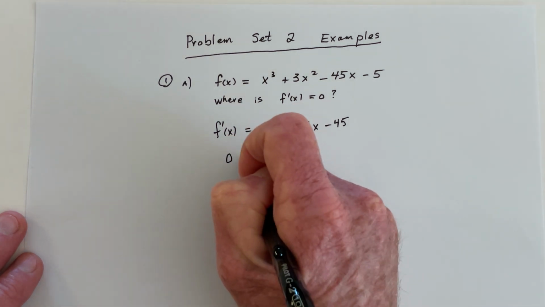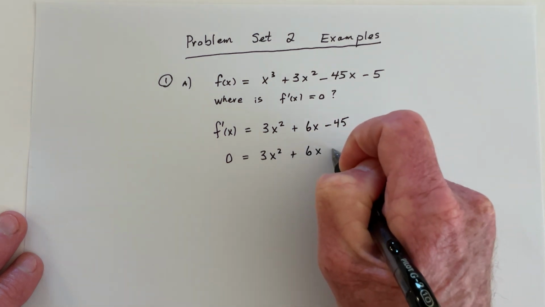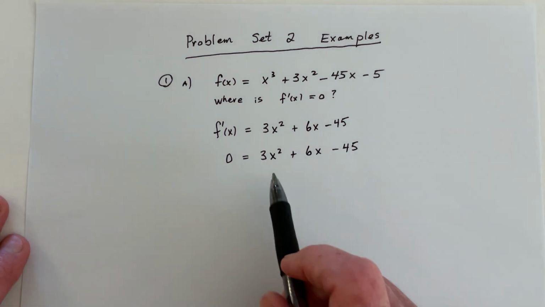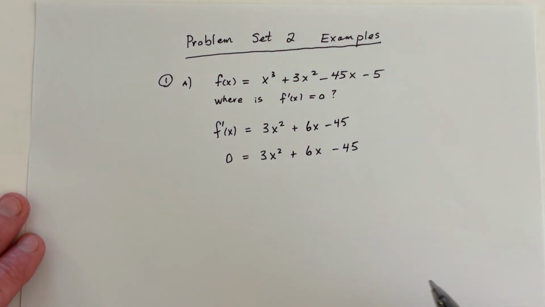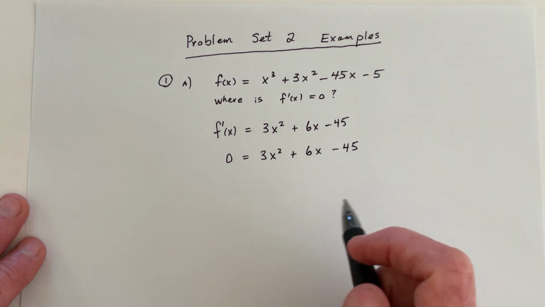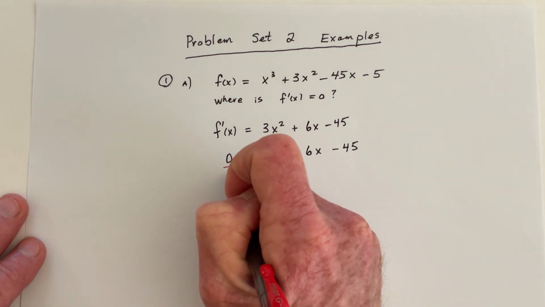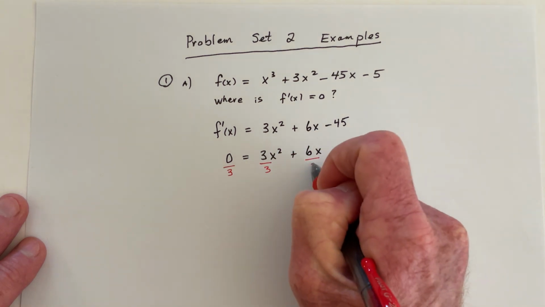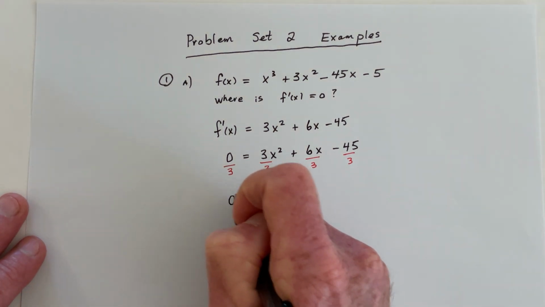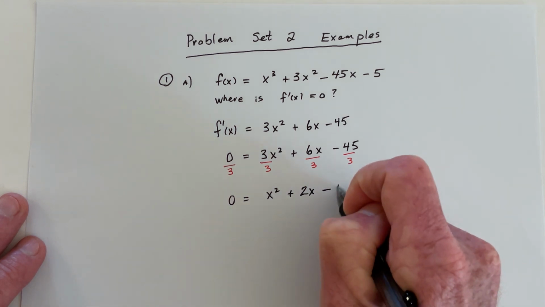So when you set this equal to 0, when you have an x squared and an x and a number, then most of the time you need to use the quadratic formula. So you could use the quadratic formula and find out what x equals. Sometimes it can be factored. I do notice that this one has a 3 and a 3, so I could factor out a 3, or I could even divide both sides by 3. That's just going to make the numbers a little bit smaller when I do the quadratic formula, but it'll still give me the same result. So that's going to be 0 equals x squared plus 2x minus 15.